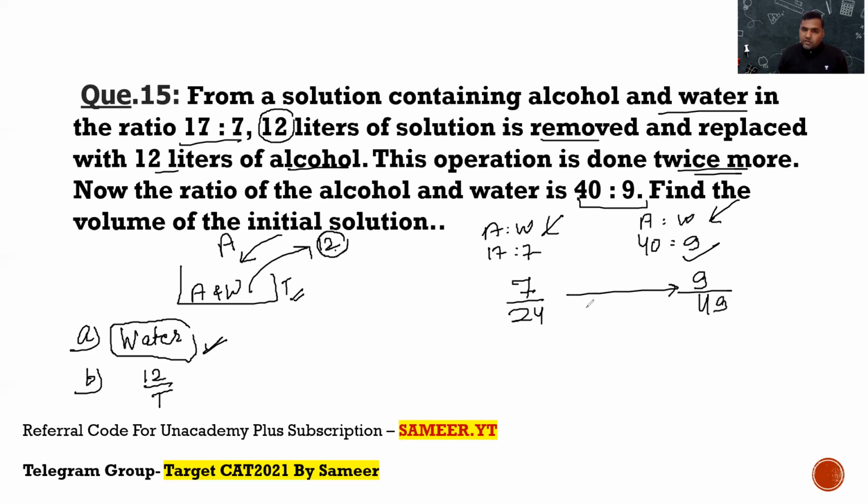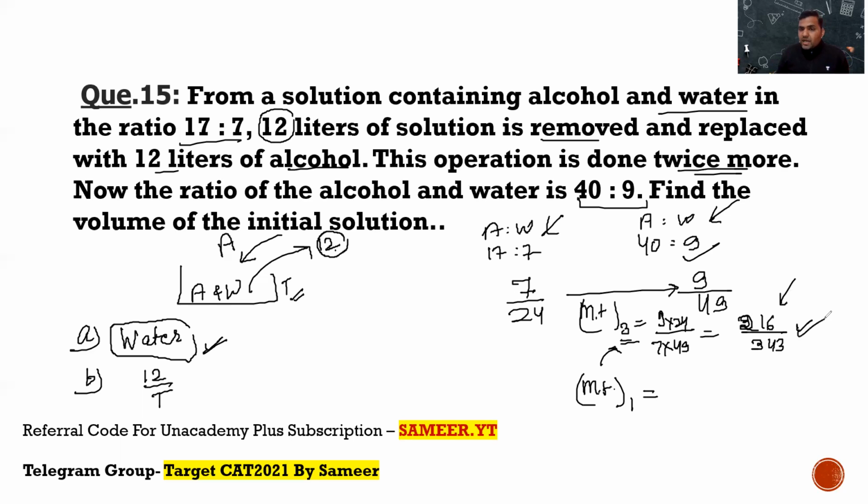So tell me the multiplying factor for doing the operation 3 times. As you can see, it is 9 into 24 by 7 into 49. The multiplying factor for 3 times would be 216 upon 343. I need the multiplying factor for doing this operation only once. The multiplying factor has been multiplied 3 times to give this combined factor, so for once, I need to do the cube root of it. And the cube root of it is 6 by 7.